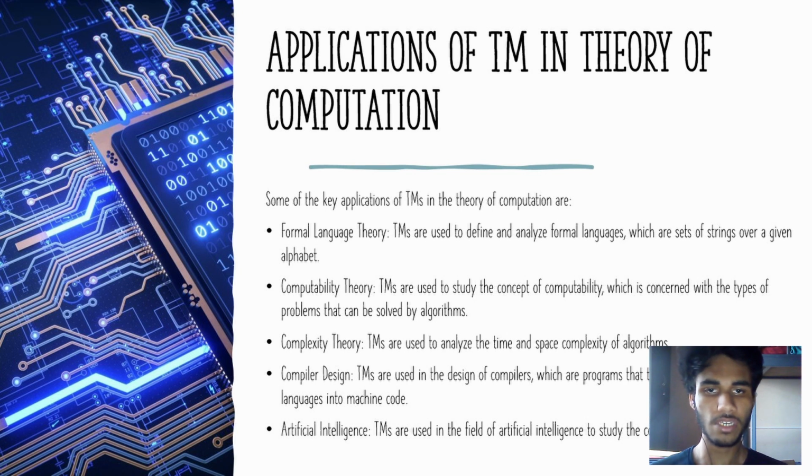Applications of the Turing machine in the theory of computation. Some of the key applications are: Formal language theory. Turing machines are used to define and analyze formal languages, which are sets of strings over a given alphabet. Computability theory. Turing machines are used to study the concept of computation, which is concerned with the set of problems that can be solved by algorithms. Complexity theory. Turing machines are used to analyze the time and space complexity of algorithms.